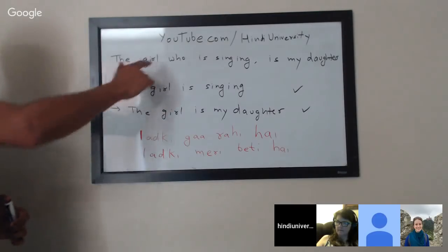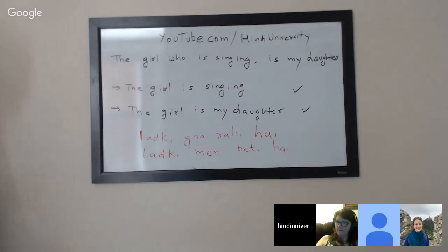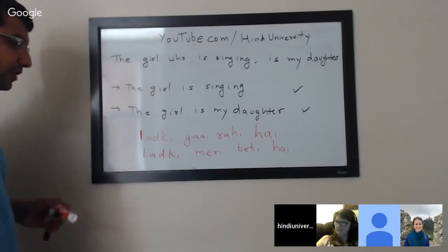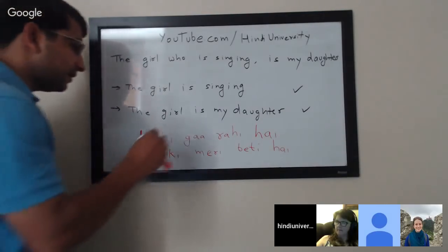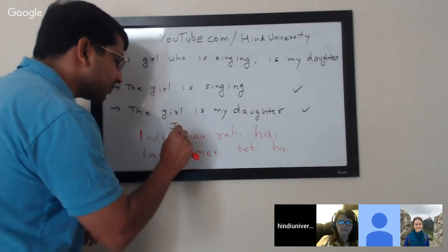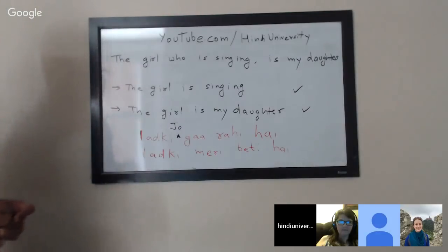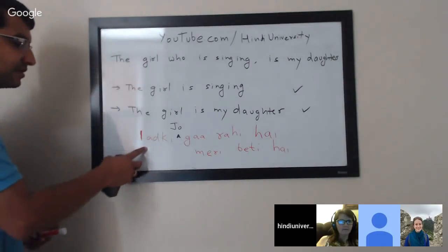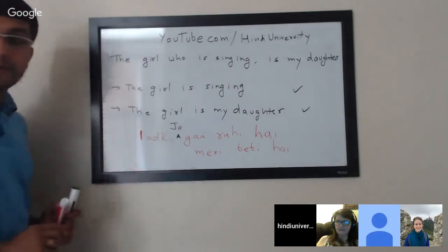Now, if you were to combine, what is the overall? How do you say both of them together? The girl who is singing is my daughter. I would say, लड़की जो गा रही है मेरी बेटी है. Very good, right? Ladki jo. So what you've done is you are saying ladki and then you're trying to put the relative pronoun here. Ladki jo ga rahi hai, and you are now removing this, because it's coming twice. Ladki jo ga rahi hai, meri beti hai.